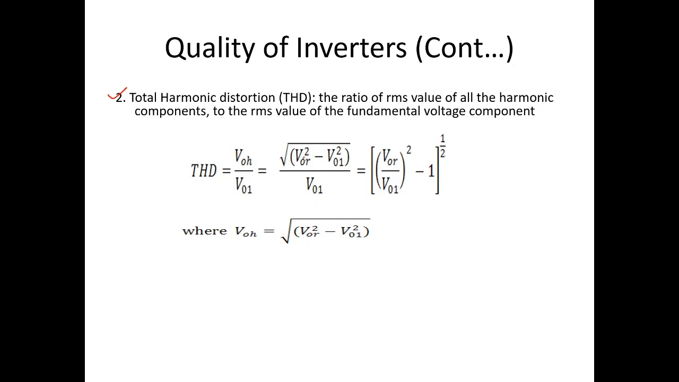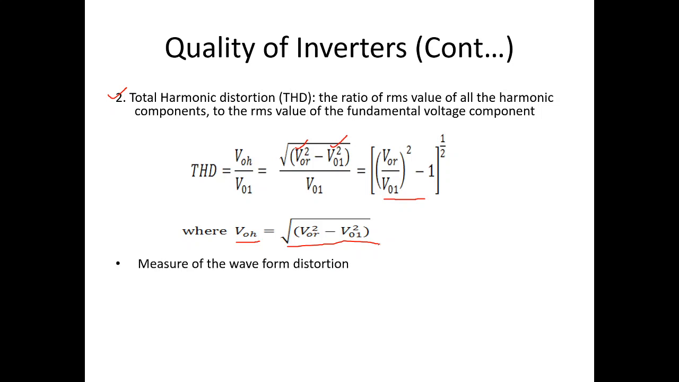Now what is VOR here? This is the RMS value of output voltage. This is the RMS value of fundamental voltage. Now further you can also write it this way: VOR by V01, square, minus 1, square root. So here the RMS value of all harmonic components together is this. That is the RMS value of the output voltage square minus the RMS value of the fundamental square, square root.